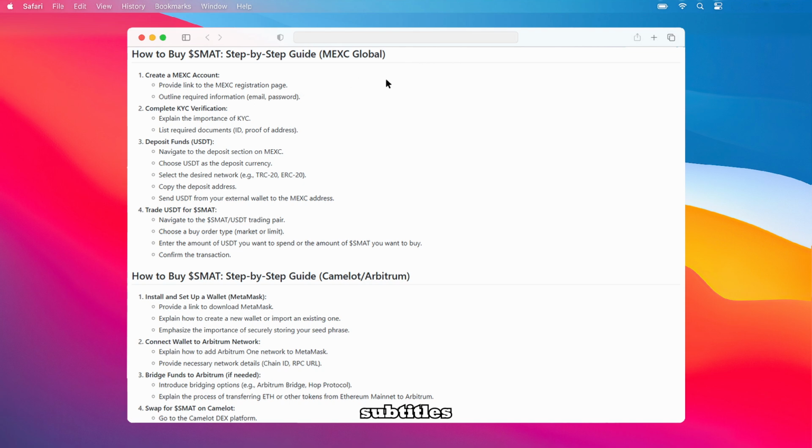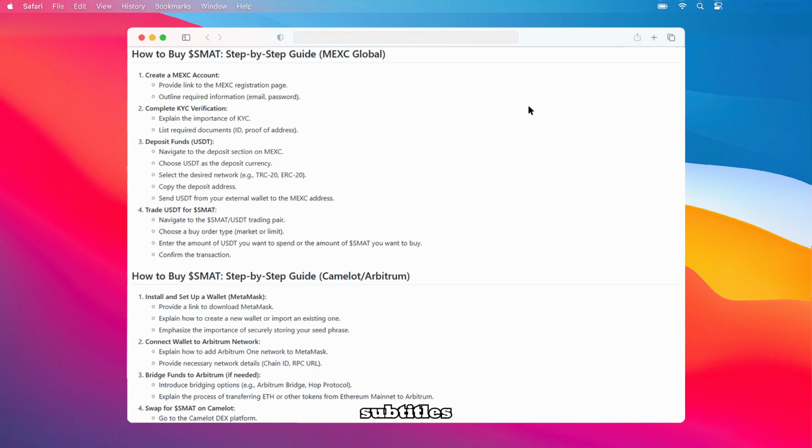If you opt for Camelot on ARBITRUM, here's how to buy $SMAT. Start by installing and setting up a wallet like MetaMask. Make sure to securely store your seed phrase. Next, connect your wallet to the ARBITRUM One network by adding it to MetaMask using the necessary network details like the chain ID and RPC URL.